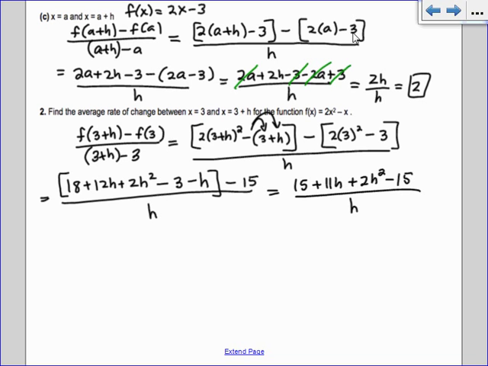So do you see the 15s go away? So what's our answer when we divide by h? 11 plus 2h, that's it. So we just bring the h into both pieces.